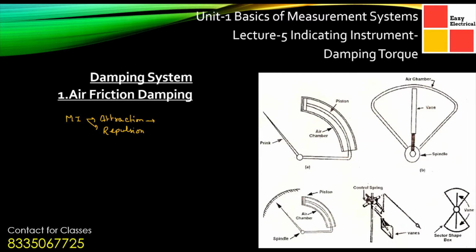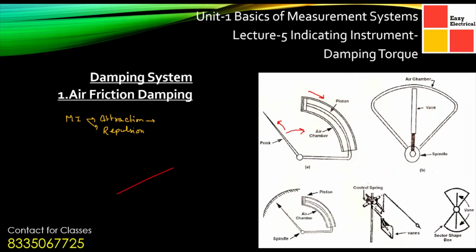Here you can see the pointer is there. This is our pointer. Now when this pointer is moving, if suppose it is moving in this direction, then from this arrangement you can see that the piston will move in this direction. So there will be an automatic air friction that will act on the pointer, and the damping is provided based on this air friction.